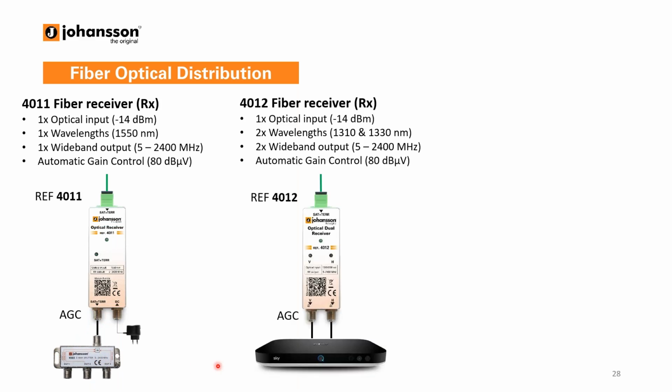Another model is the 4012. Okay, this 2 stands for 2 outputs, but of course a single optical input, but 2 wavelengths, 1310, 1330, 2 outputs, and again automatic gain control. For instance, this one can be used to be connected to wideband compatible devices, such as some decoders are already compatible. The latest decoders are already compatible with wideband. In this case, you can see here a Sky Q box for the people who are familiar with Sky. So their latest decoder, you can directly feed a wideband signal directly to the decoder.